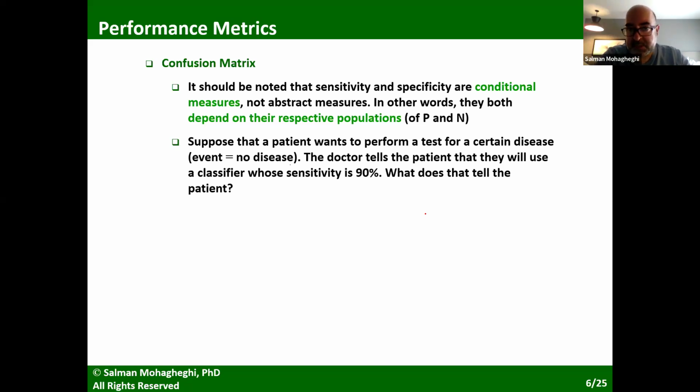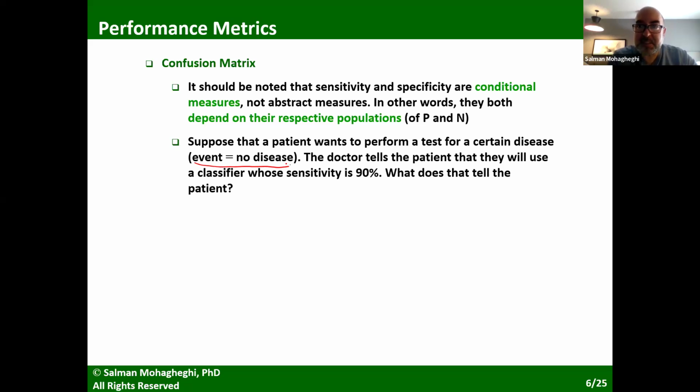Let me give you one example, which is kind of relatable. Imagine a patient wants to have a test to see if he or she has a disease, right? And the event is no disease. Now, the doctor tells the patient that they're going to be using a classifier, a kind of test, whose sensitivity is 90%. Now, you might think at first that sensitivity of 90% is a pretty high number, pretty accurate. But because these are conditional measures, that actually is not going to give you the full picture.